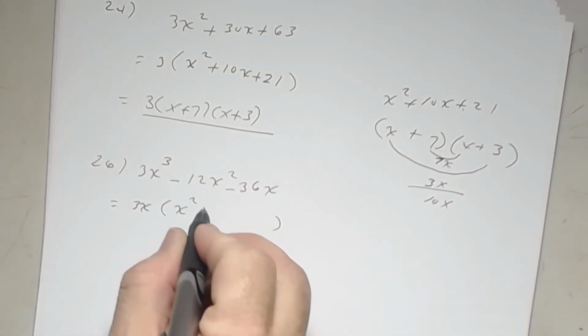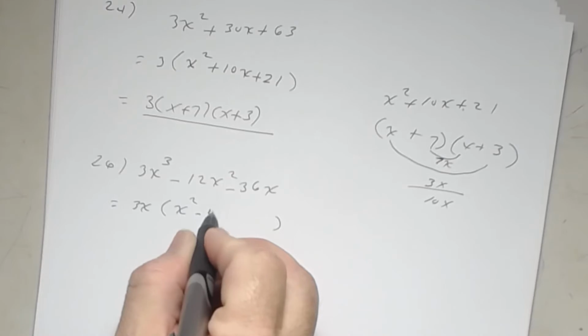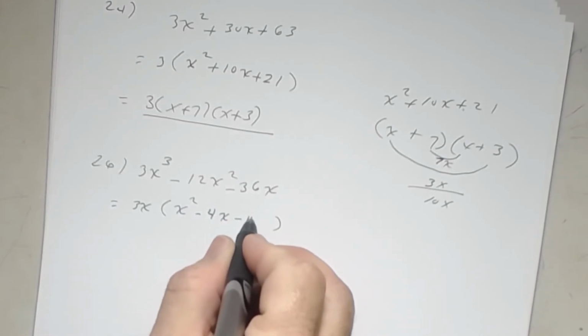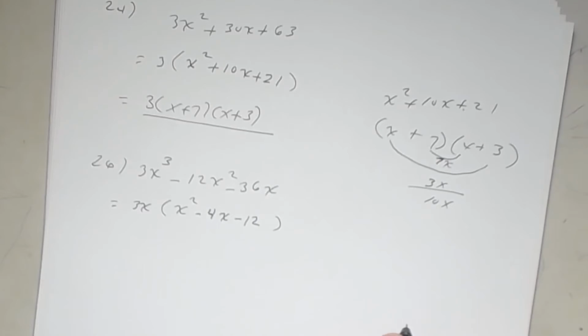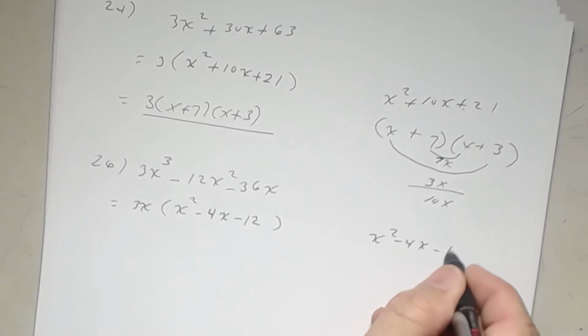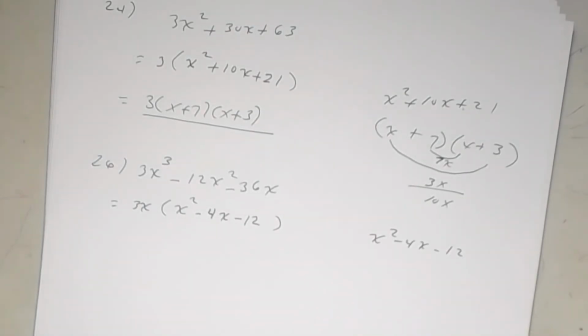X squared minus 4x minus 12. That's it, right? Okay, is that your answer? No. You've got to factor inside the parentheses. Now, it could be that you can't factor what's inside the parentheses, that trinomial, but you have to try.